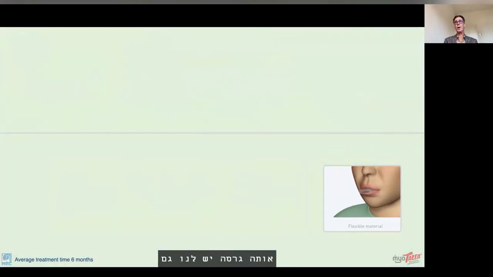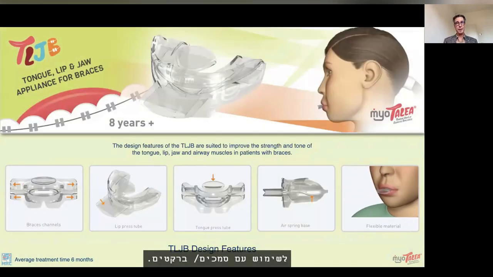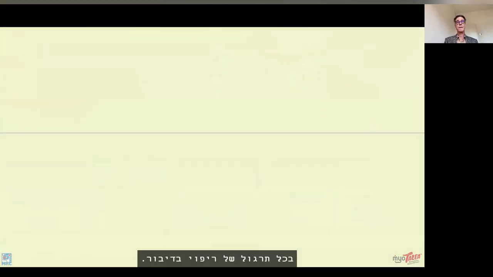The same version we also have for use with brackets. So when you have an orthodontic patient already with braces, we can use the TLJB with the same features and the same exercise program. So again, the TLJ gives you the option to do 6 different exercises in 2 head positions, so you can do 12 exercises with 1 appliance. This is really a must-have in every speech therapy practice.